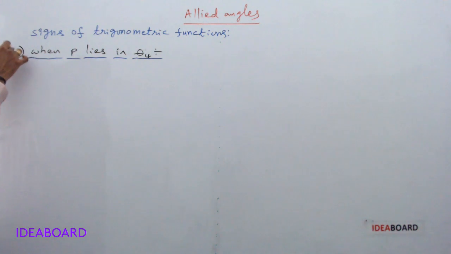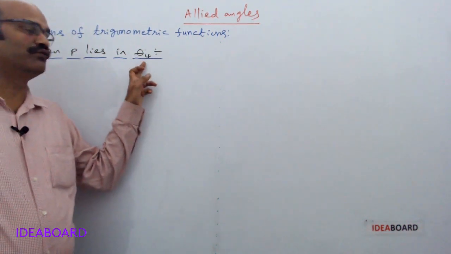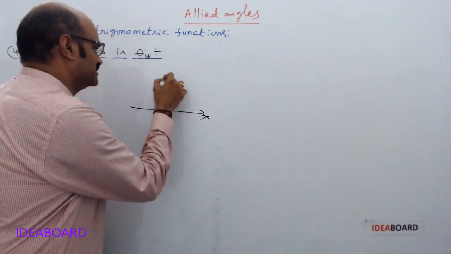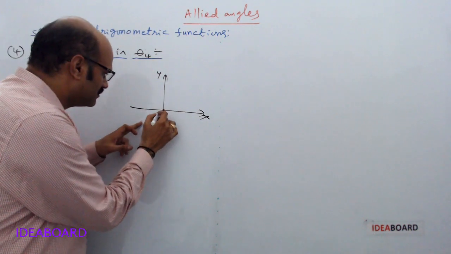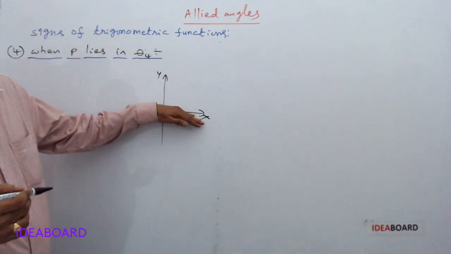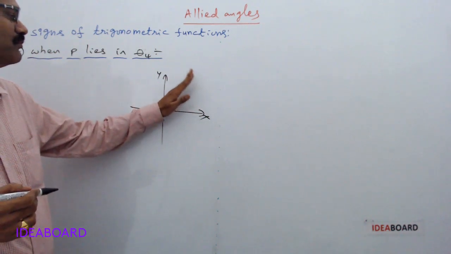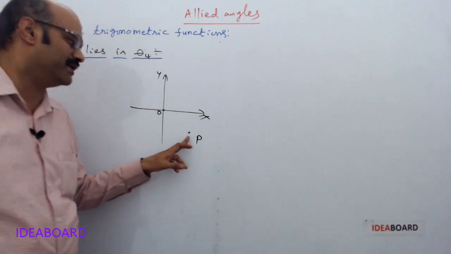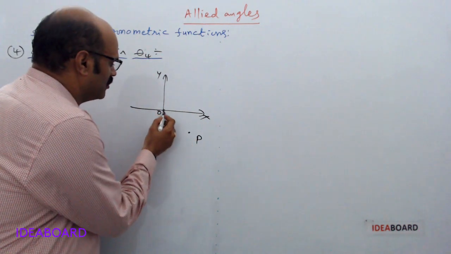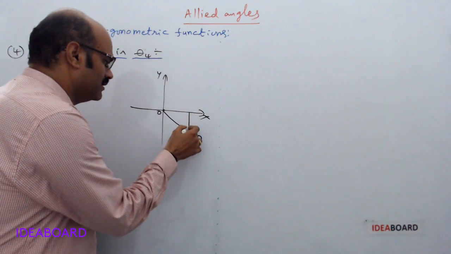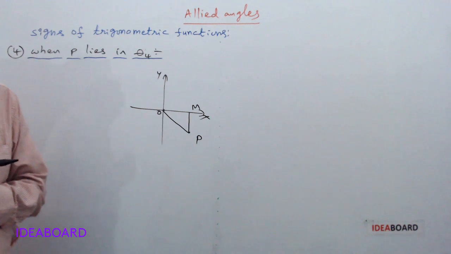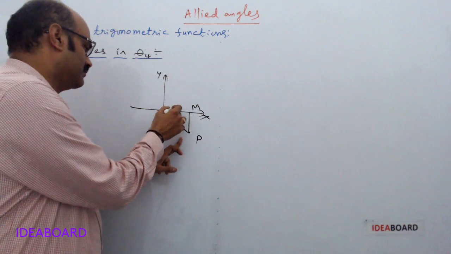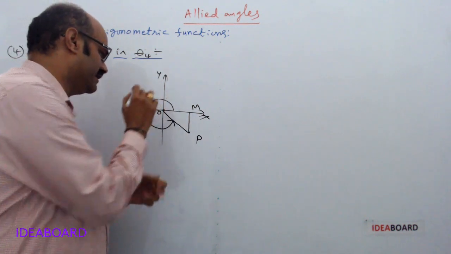Now we have to discuss the fourth case. When P lies in Q4, the fourth quadrant, let me take the x-axis and the y-axis. Let the revolving line start from Ox and move to the position OP in such a way that the point P lies in the fourth quadrant. Join O and P. Draw PM perpendicular to the x-axis. Clearly we see that the point P lies in Q4. This is the angle theta.